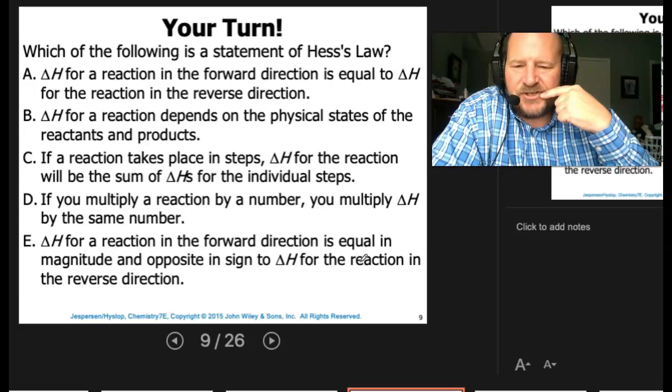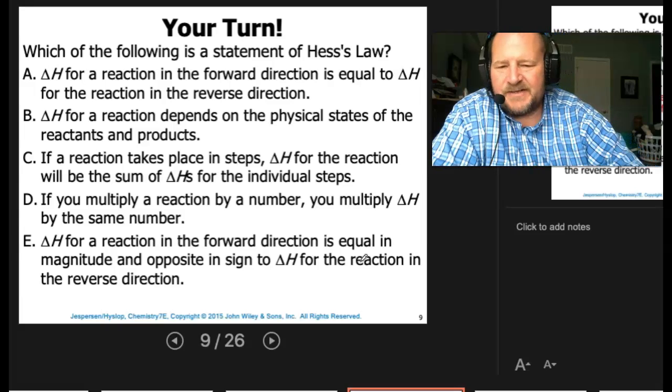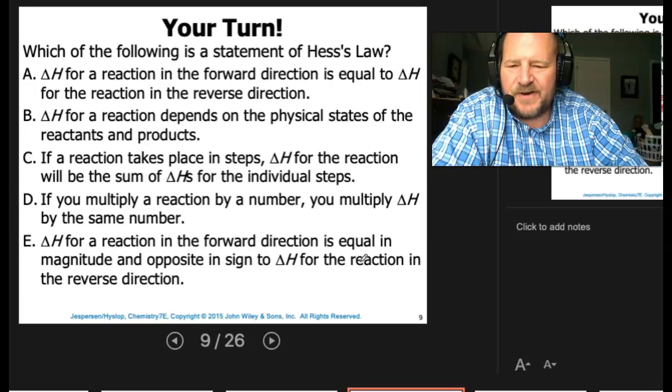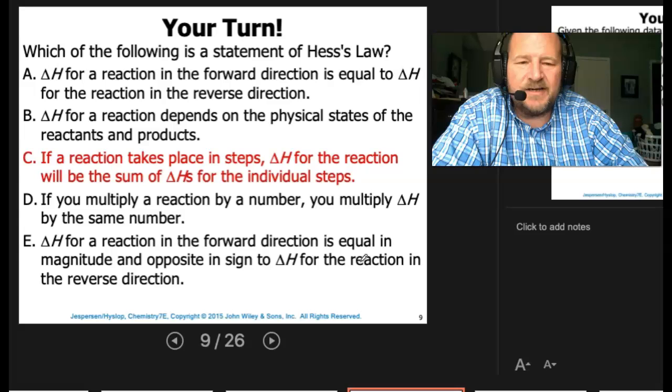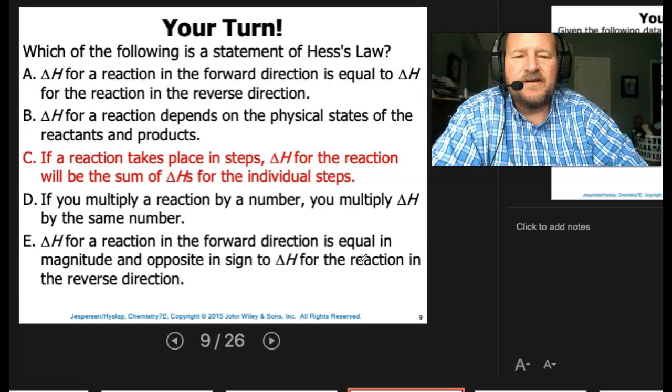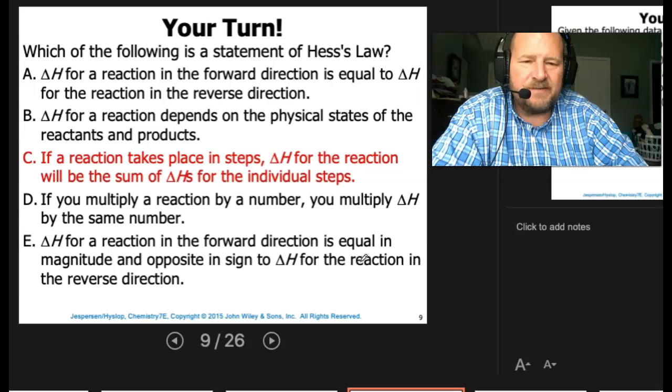Delta H for a reaction in the forward direction is equal in magnitude and opposite in sign to delta H for the reaction in the reverse direction. Again, that's true, but that's not really summing up Hess's law, so we're going to have to go with C, right? Where if we look at the steps versus we look at a single step reaction, if it's the same reaction regardless of the number of steps, then the values overall will be the same.